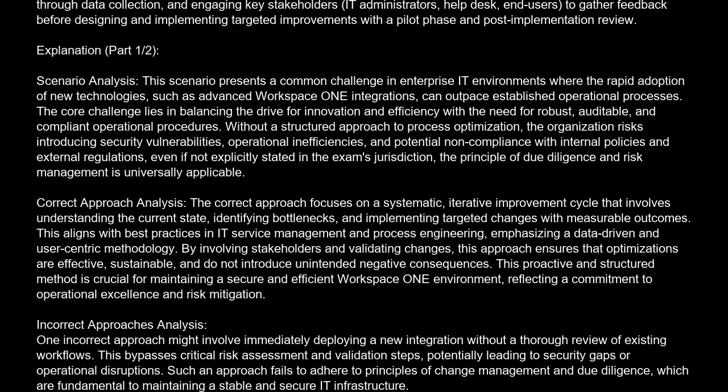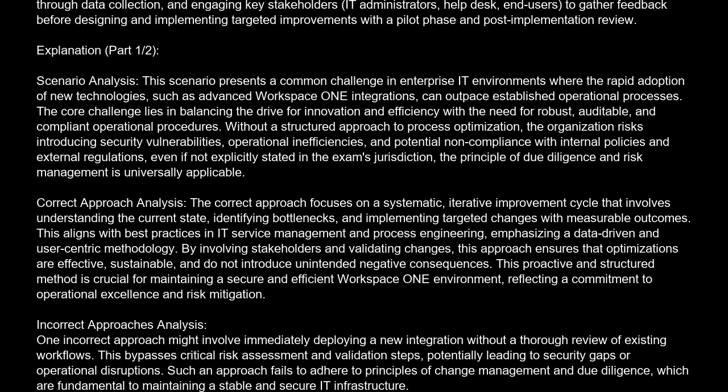Correct approach analysis. The correct approach focuses on a systematic, iterative improvement cycle that involves understanding the current state, identifying bottlenecks, and implementing targeted changes with measurable outcomes. This aligns with best practices in IT service management and process engineering, emphasizing a data-driven and user-centric methodology. By involving stakeholders and validating changes, this approach ensures that optimizations are effective, sustainable, and do not introduce unintended negative consequences. This proactive and structured method is crucial for maintaining a secure and efficient Workspace ONE environment, reflecting a commitment to operational excellence and risk mitigation.